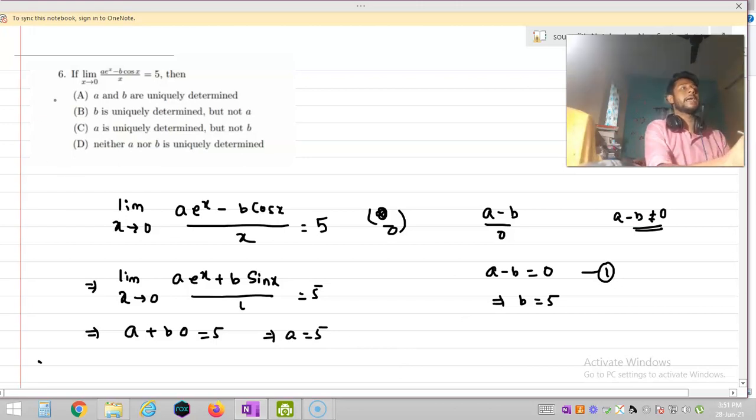Hence I can say that a and b are uniquely determined and option A is our correct option. That's all about question number 6.